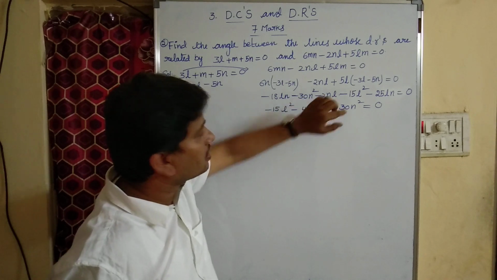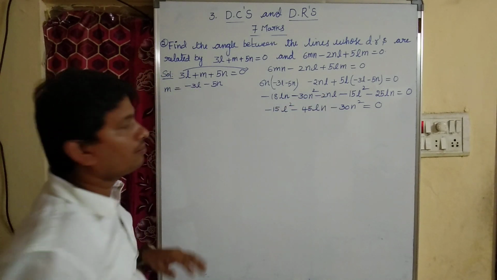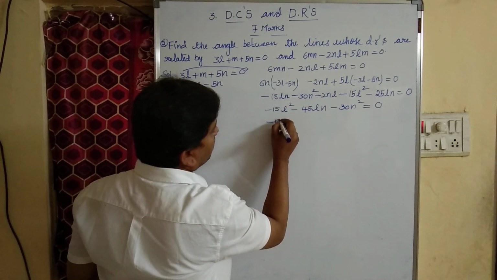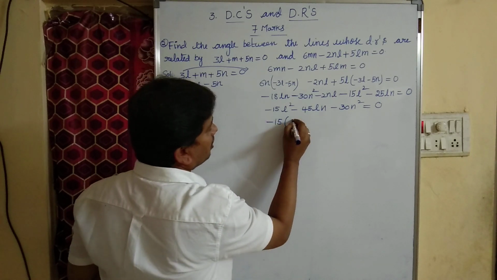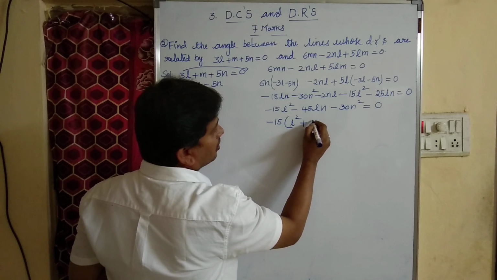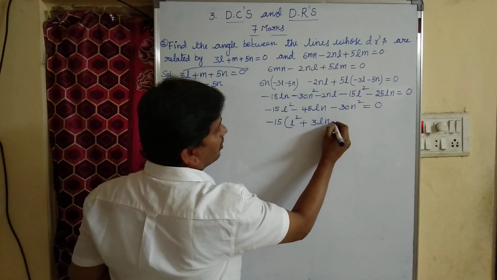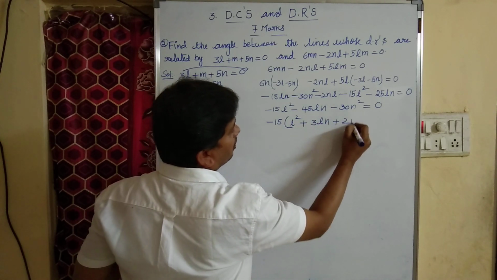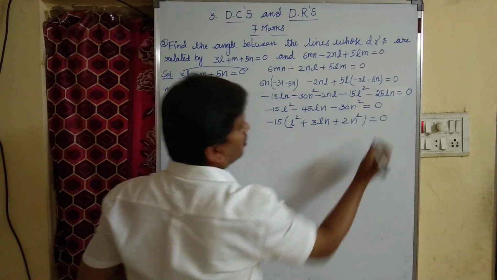Among these three terms, let me take minus 15 as common. If I take minus 15 as common, minus 15 into l square, 15l square, minus into plus minus, 15 3s are 45, plus 15 2s are 30, which is equal to 0.